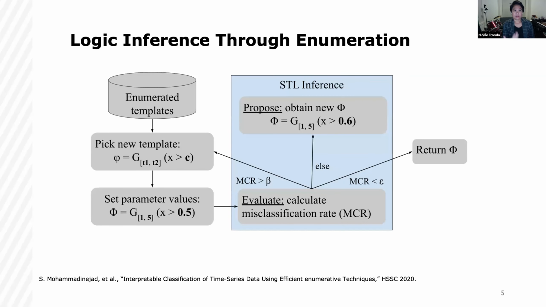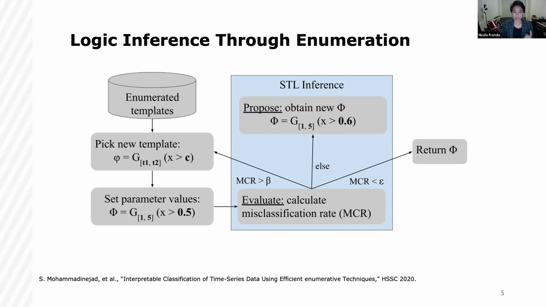Here's one example of a logical inference method from literature that accomplishes it through enumeration. First, they enumerate all possible templates of a formula up to a certain formula length into a database. And then one by one, a template is picked from the database, initial parameters are set, and then evaluated for how well the formula distinguishes between the good and bad behavior of the system. This is measured in terms of misclassification rate, or MCR. If a low enough MCR is found, then the formula is returned. Otherwise, assuming monotone formulas, a search is done over the parameters to try to improve MCR.